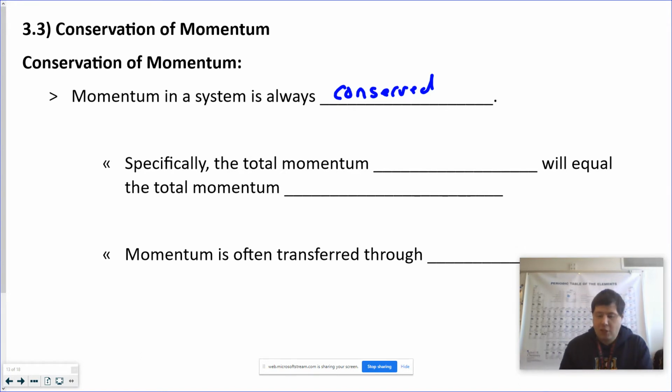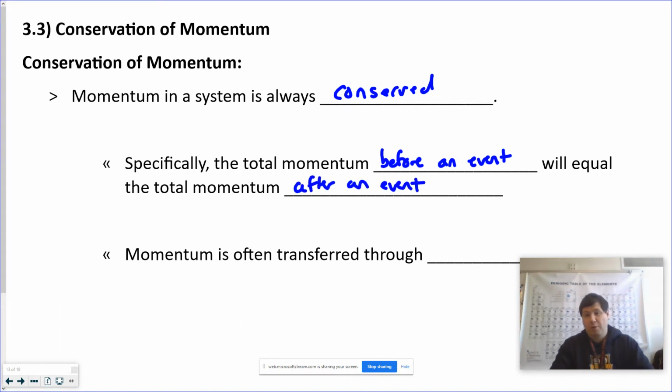What that means is the total momentum before an event will equal the total momentum after an event. And this is like a universal law of the universe. In fact, from what we understand, the total momentum in the entire universe has always been the same, and it will be the same forever. That's really weird, but that is how the world seems to work, that momentum is a conserved quantity. And that is definitely something that takes a little time to get used to. But that is what it means.